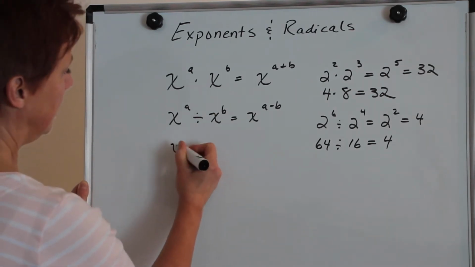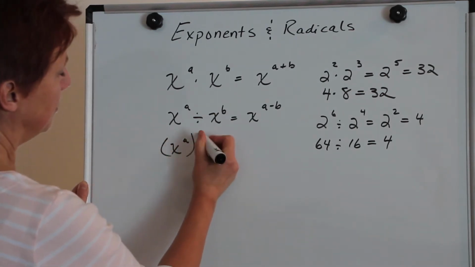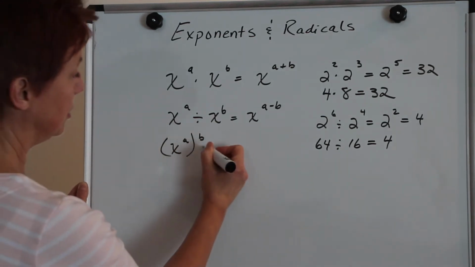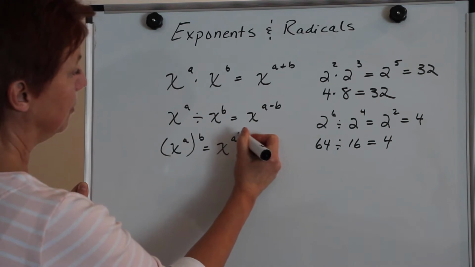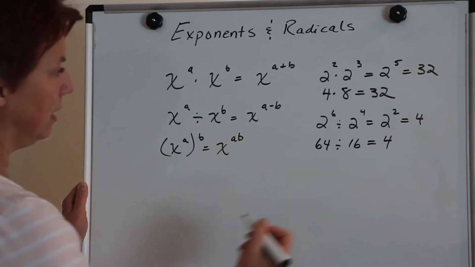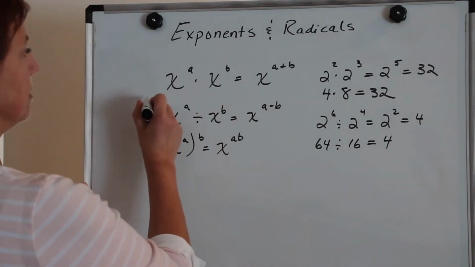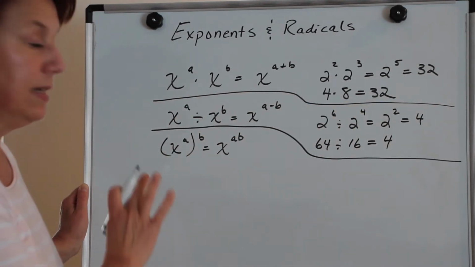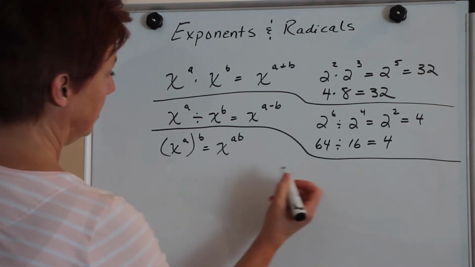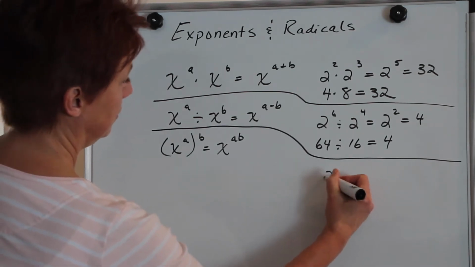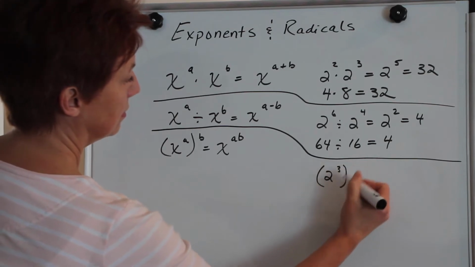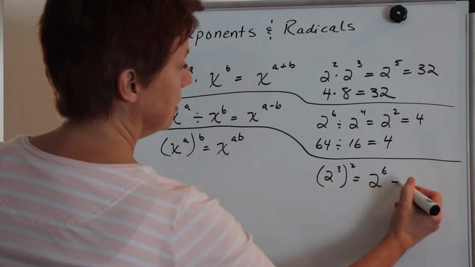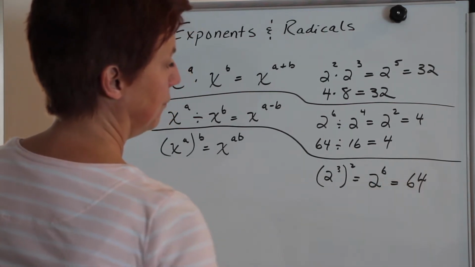Okay, then we have x to the a, to the power of b. So when one exponent is being raised by another exponent, what we do is we multiply the exponents, okay? And an example of this one would be, let's say, 2 to the power of 3, squared, which is the same as 2 to the power of 6. 2 to the power of 6 is 64.